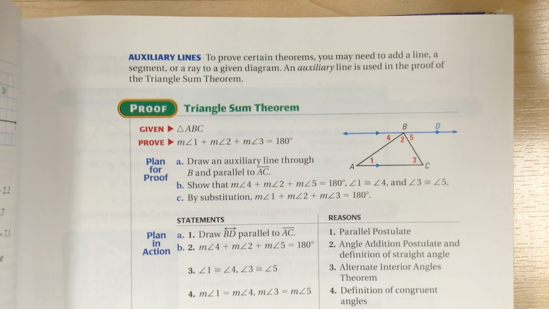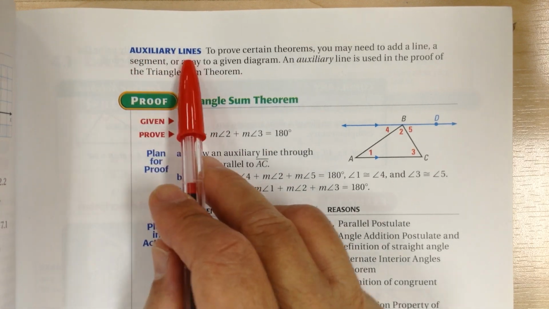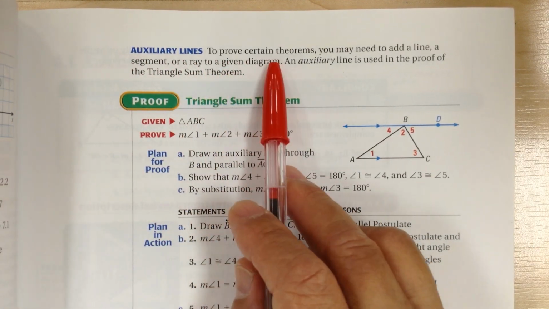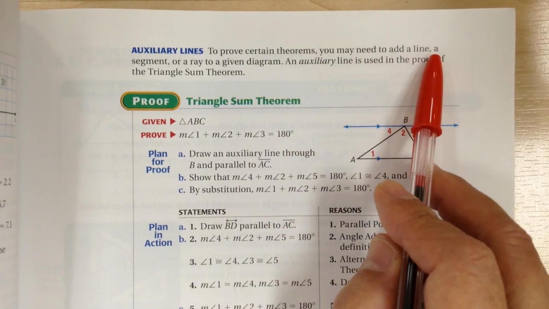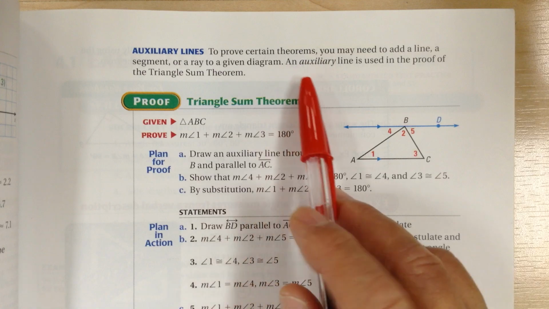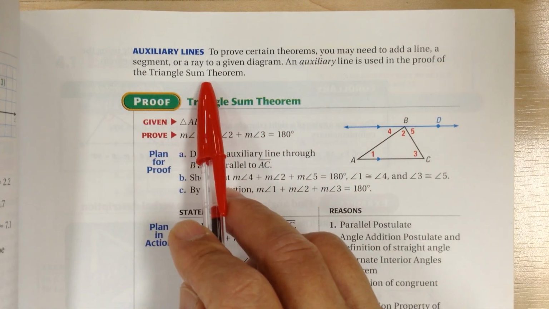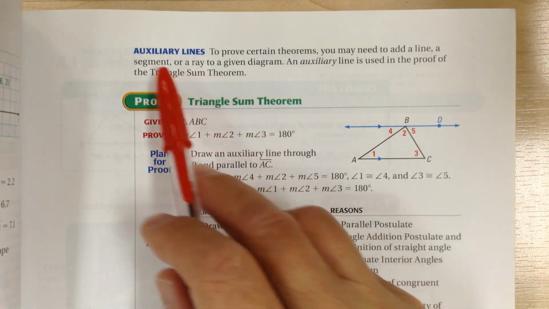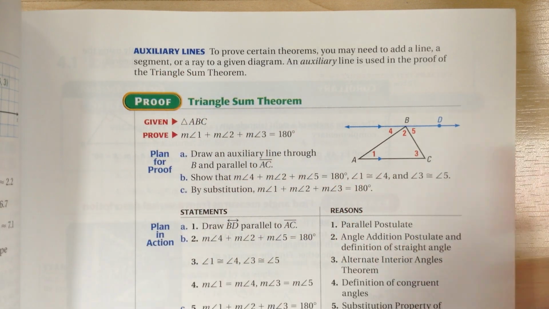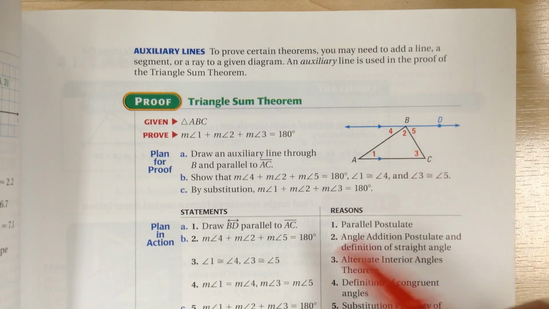Okay, let's go to page 219, auxiliary lines. It says to prove certain theorems, you may need to add a line, a segment, or a ray to the diagram. An auxiliary line is used in the proof of the triangle sum theorem. So auxiliary line means the line you have to draw yourself. You have to add lines to do proofs.